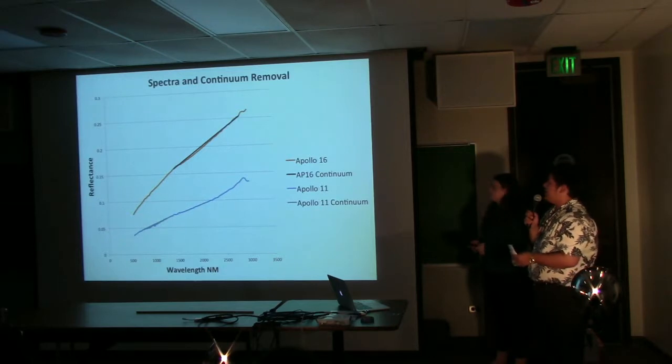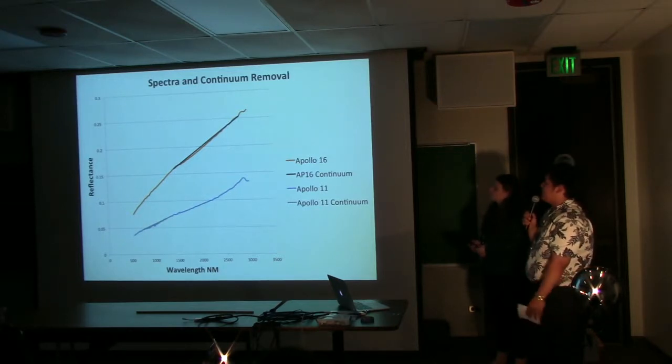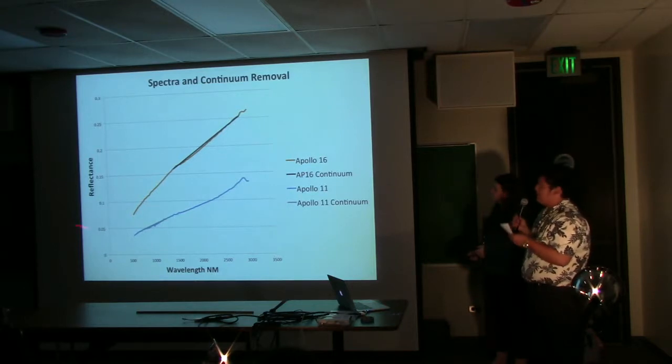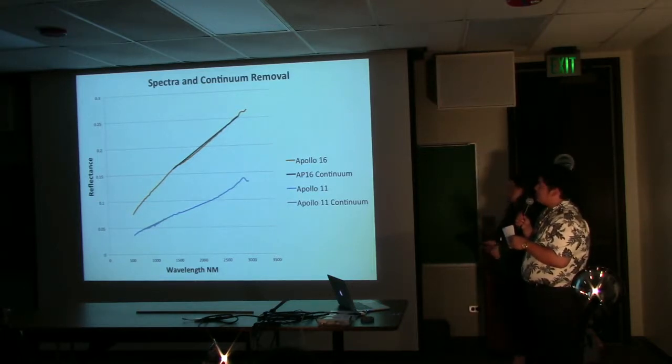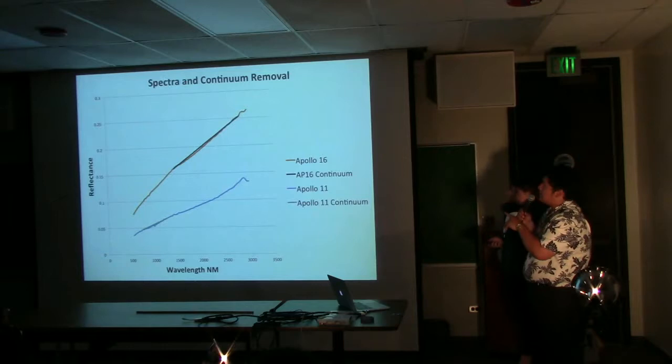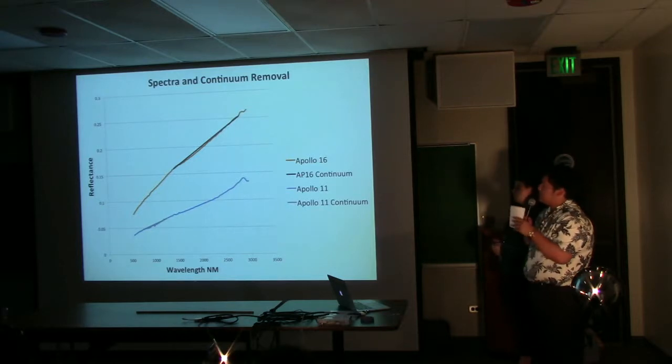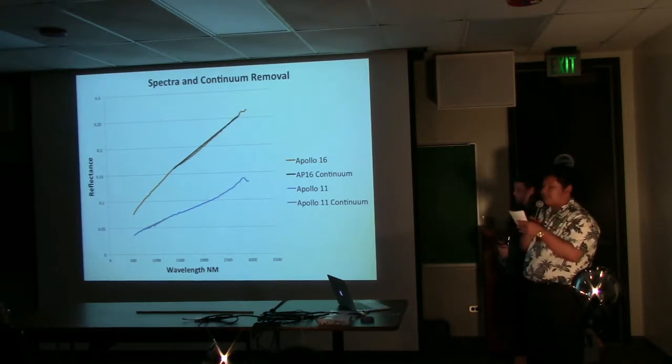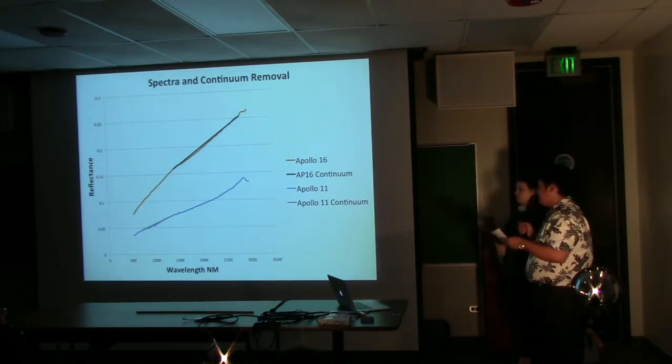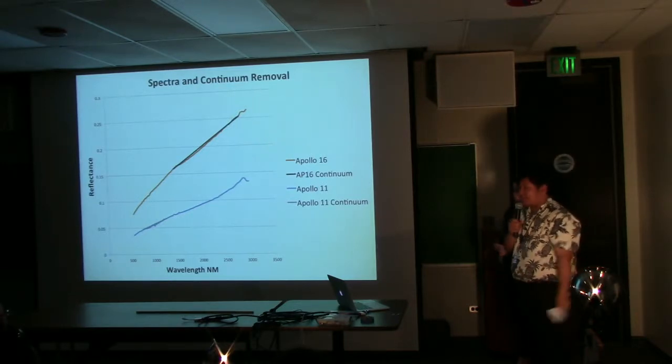The spectra of Apollo 16 seems to be way brighter than Apollo 11. Apollo 11 is darker, as you can see. Now, for their slopes, you can see that Apollo 16 has a steeper slope than Apollo 11. And we can find the continuum removal by dividing the relative reflectance over the continuum slope. And I will explain to you why we would do that in the next slide.